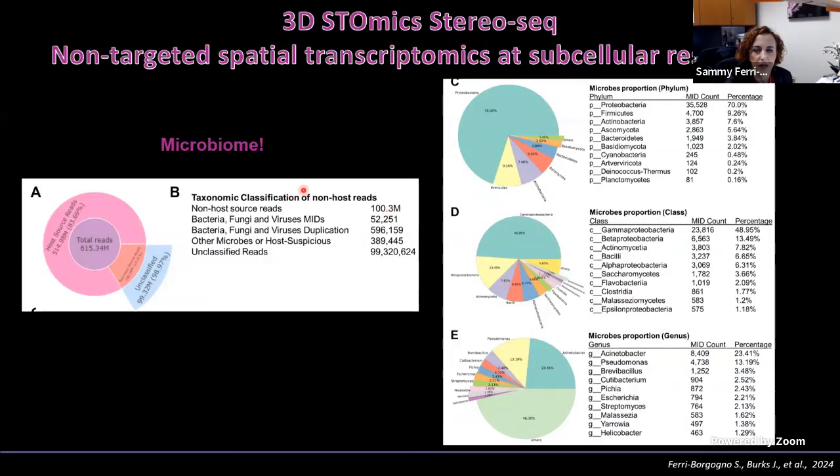So just a quick mention of the microbiome data. As you can see from the Stereo-seq analysis, we had a total of 615 million total reads, and 500 million of them were host, so were human, and then the remaining ones were not host. Among these, there were 52,000 reads that belong to bacteria, fungi, and viruses. And this is just to give you a quick example that we can identify microbiome-related RNA, and we can divide the microbiome up to the genus level.